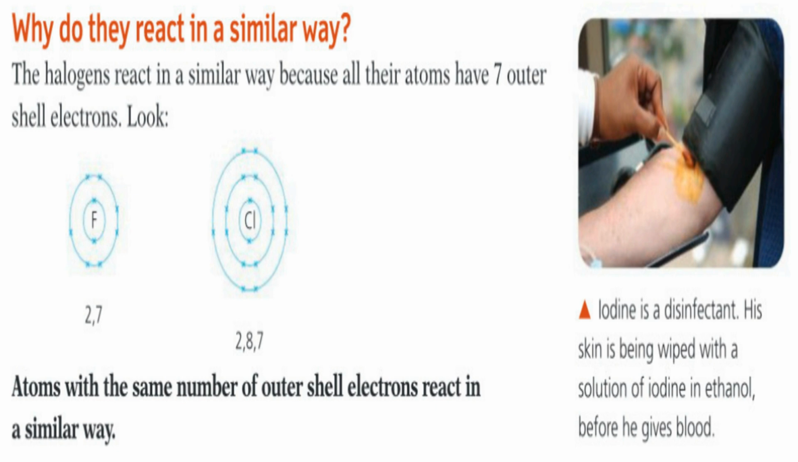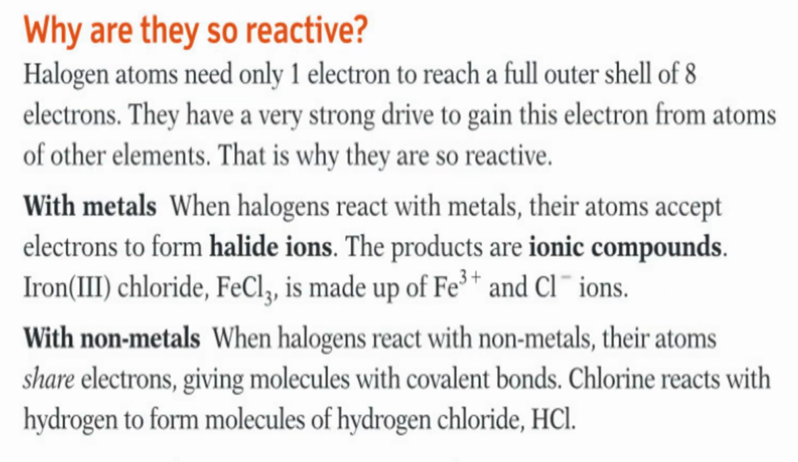Halogens react in a similar way because all their atoms have 7 outer shell electrons. Atoms with the same number of outer shell electrons share similar chemical properties. Halogens are highly reactive because they need only one electron to complete their outer shell. With metals, they form ionic compounds. With non-metals, they form molecules with covalent bonds by sharing electrons.